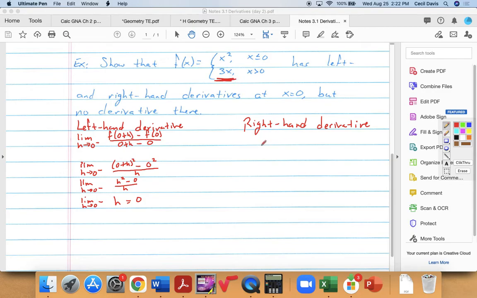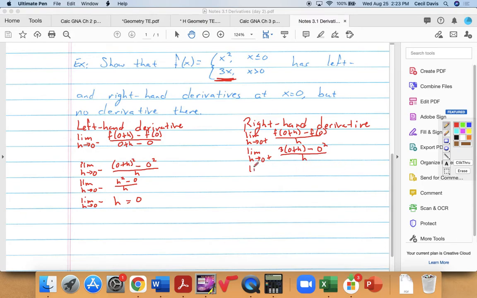So the right-hand derivative should end up being 3. Let's show that it is. So I'll have the limit as h goes to 0 from the right of f of 0 plus h minus f of 0, all over h. That'll be the limit as h goes to 0 from the right of 3 times 0 plus h, minus f at 0, we're using the x squared, so that's going to be 0 squared, all over h.